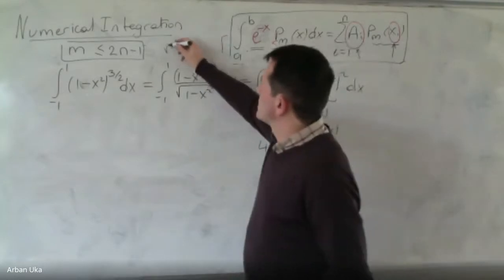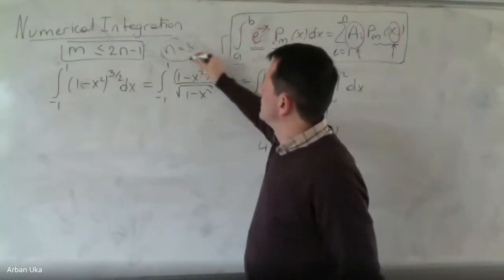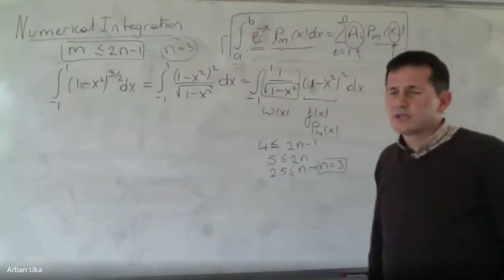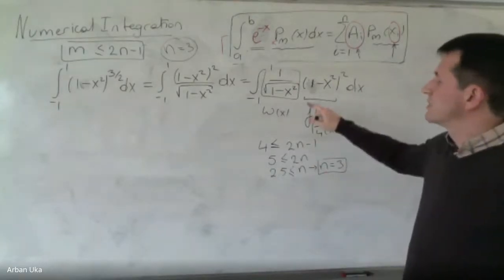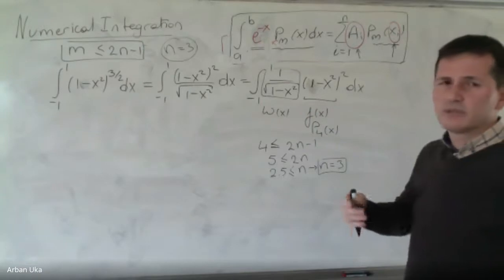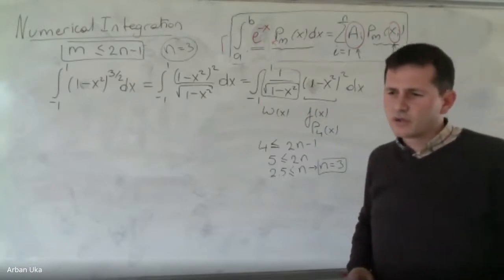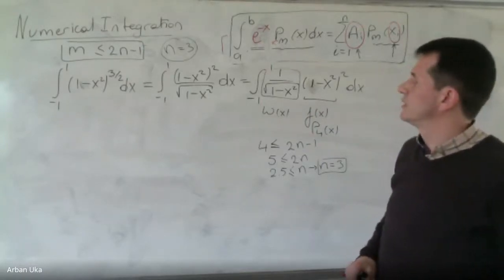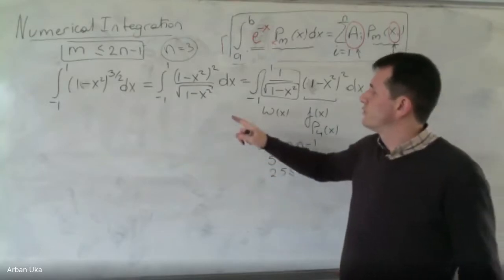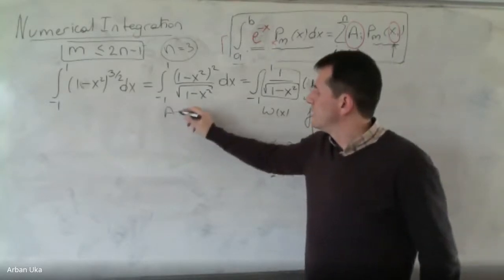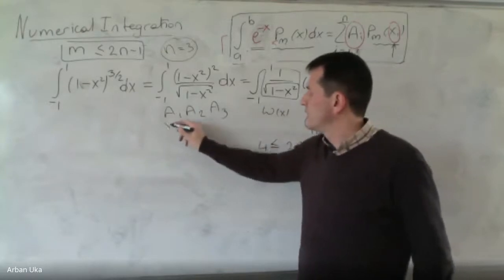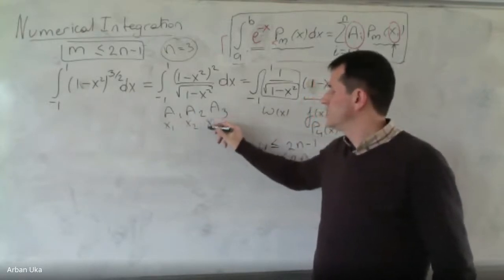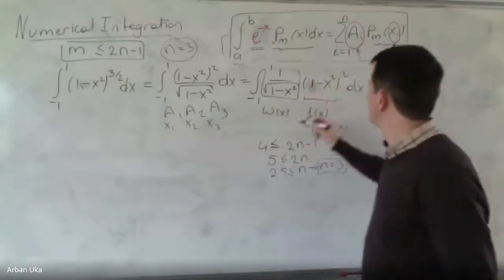We write this aside, and all we need to do at this moment is go to the table that carries the coefficients for the Chebyshev quadrature, and we have to find what A1, A2, A3 are, and we have to find X1, X2, and X3. Then we have to evaluate this polynomial.